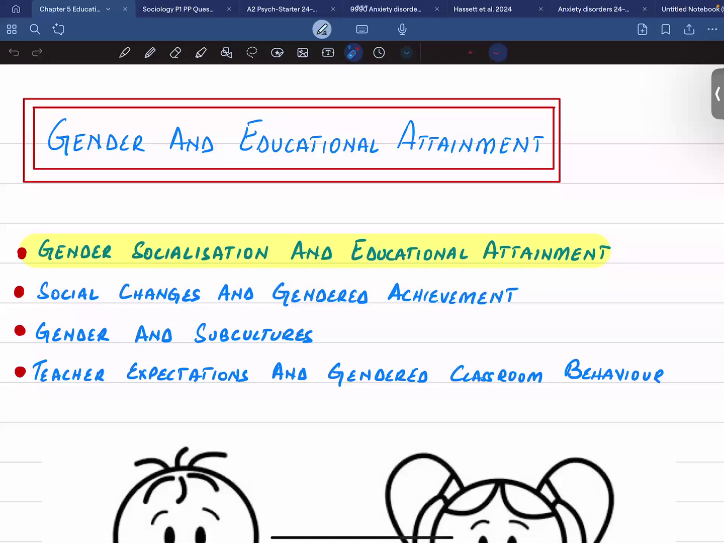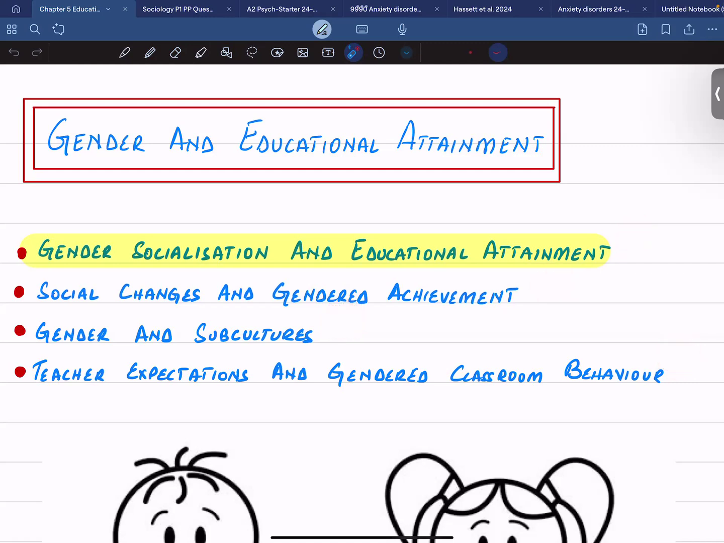Let's start off with the topic gender and education attainment. As you see, this particular topic can be broadly put into four different categories. The first one over here is gender, socialization, and education attainment. The second one is social changes and gendered achievement. The third one is gender and subcultures. And the fourth one is teacher expectations and gendered classroom behavior.